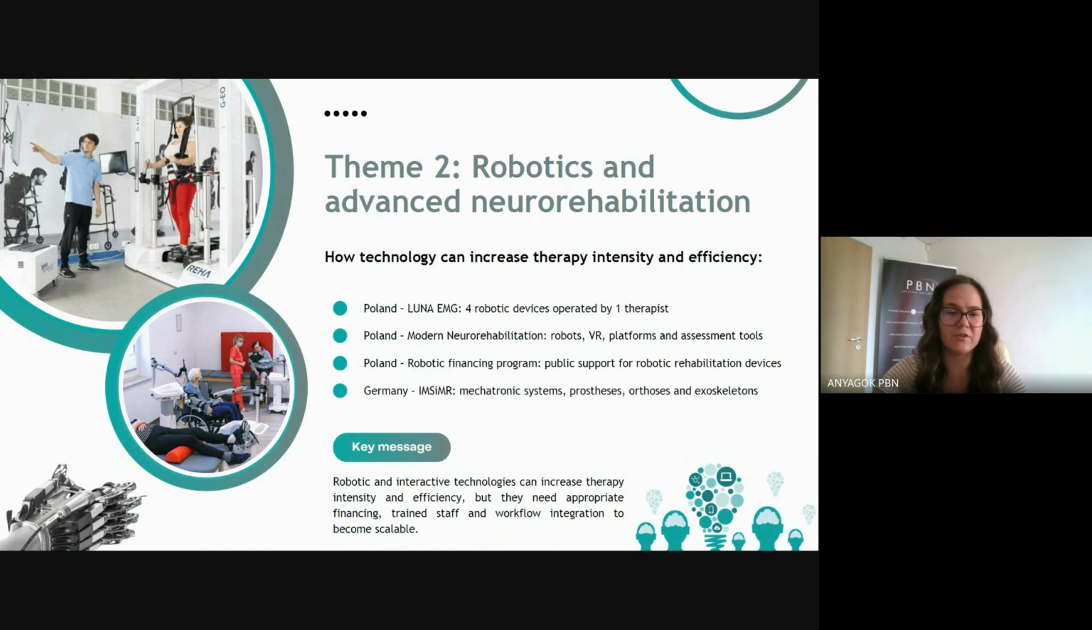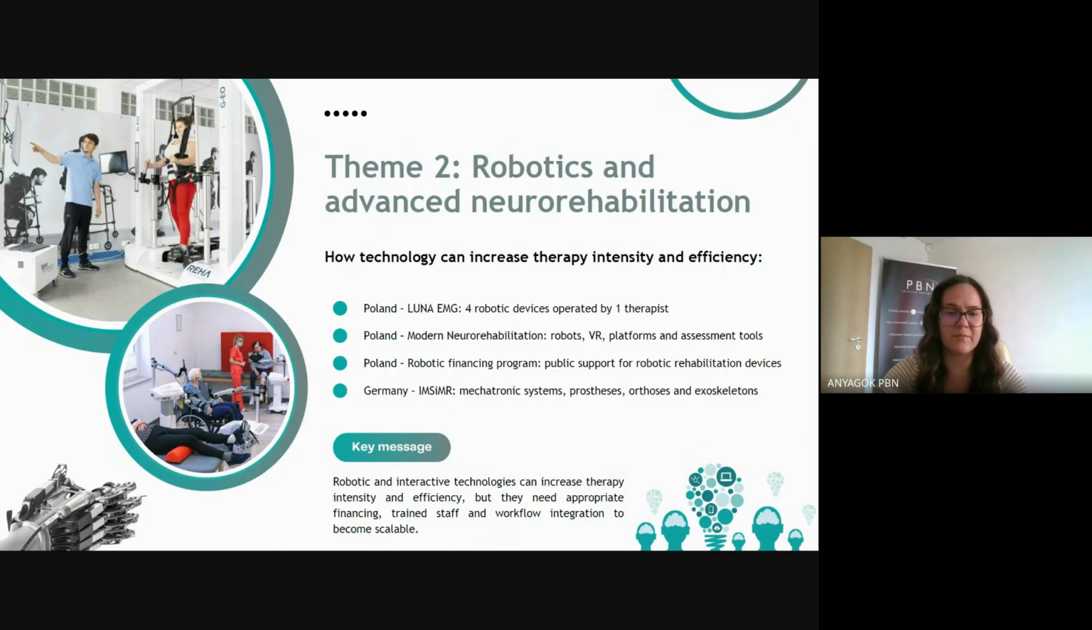Modern neurorehabilitation combines robots, virtual reality, training platforms, and patient assessment tools to provide more personalized therapy for neurological patients. Germany's IMS-IMR focuses on mechatronic systems, prostheses, orthoses, and exoskeletons, while the Polish robotic device financing program shows that scaling robotics also requires targeted public funding. The key message here would be that robotic and interactive technologies can increase therapy intensity and efficiency, but they need financing, trained staff, and workflow integration to scale.